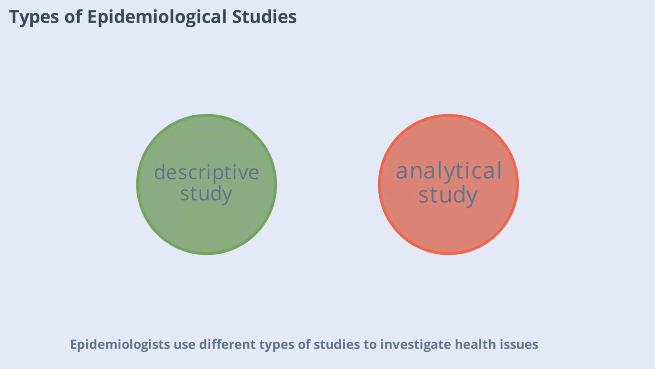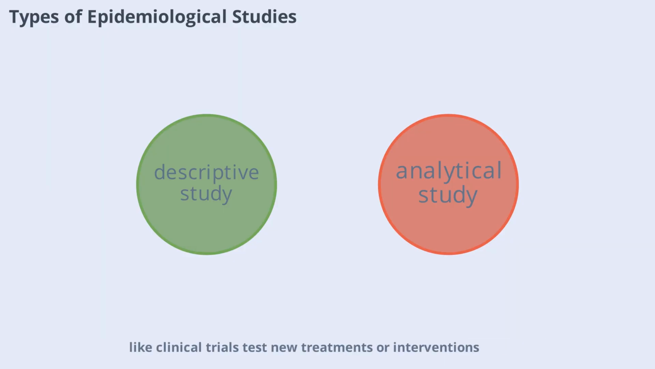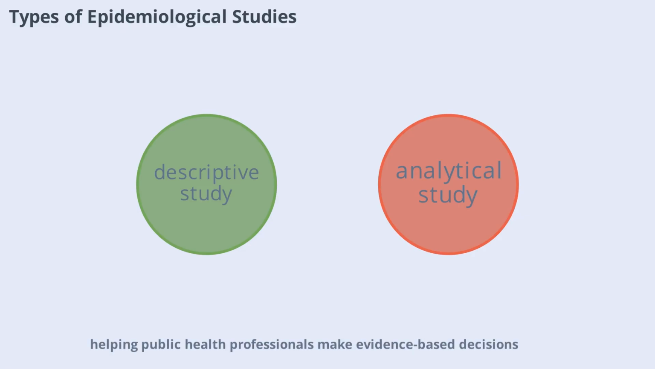Epidemiologists use different types of studies to investigate health issues. Descriptive studies look at the who, what, when, and where of diseases. Analytical studies dig deeper, exploring why and how diseases occur by comparing groups. Experimental studies like clinical trials test new treatments or interventions. Each type of study provides unique insights, helping public health professionals make evidence-based decisions. Understanding these study designs is key to interpreting research and applying findings to real-world problems.